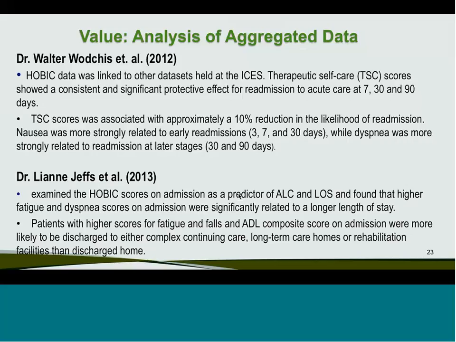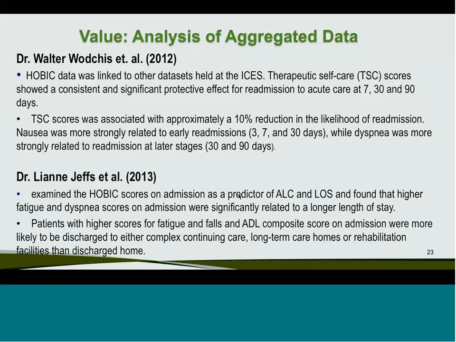So again, taking this research back to clinicians and saying, you're discharging this patient, they have a high dyspnea score. What do we need to do so that we can prevent that patient coming back into the hospital? How do we manage across that continuum of care?